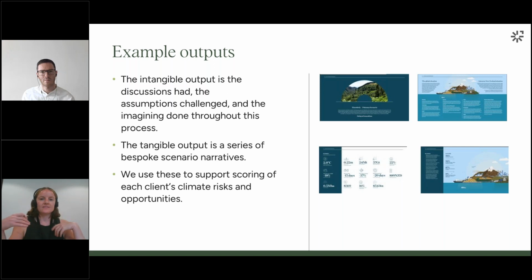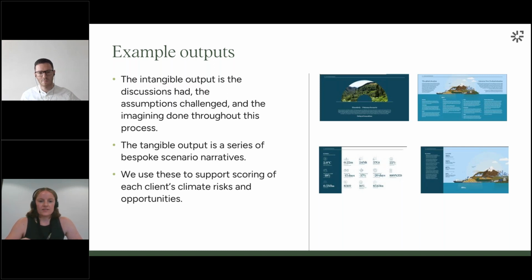So the tangible output is those bespoke scenario narratives, which will look a little bit like these images. And then the intangible output is the discussions that you have, the assumptions that are challenged, and the imagining that's done throughout this process. And we then use those scenario narratives to support scoring of each client's climate risks and opportunities, because we then have a bit of a richer understanding of your vulnerability and exposure to various risks.